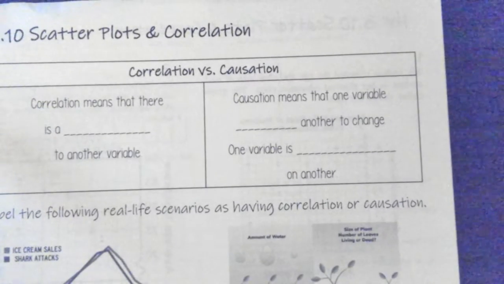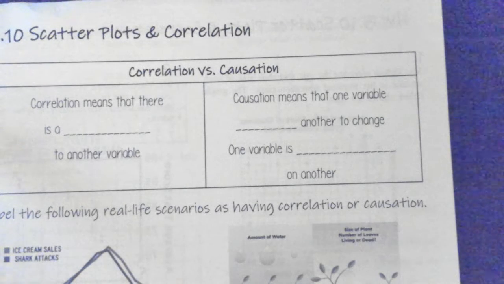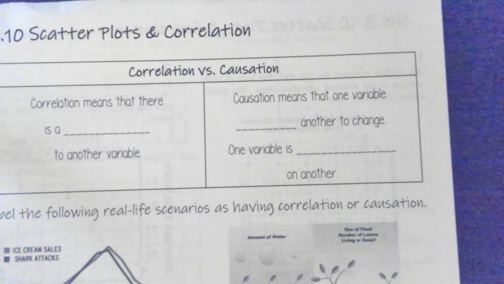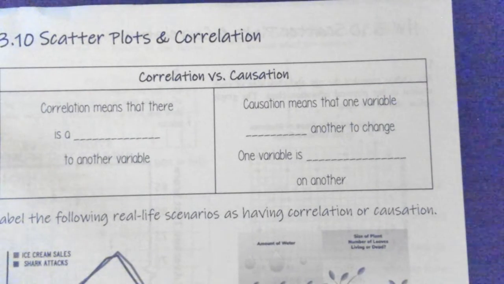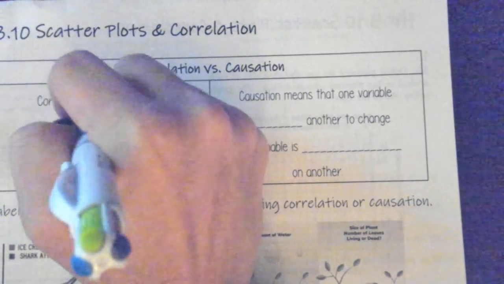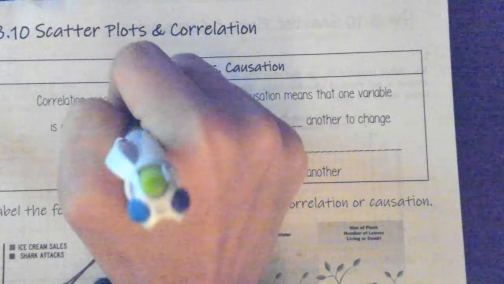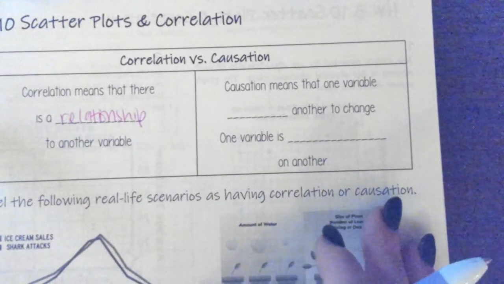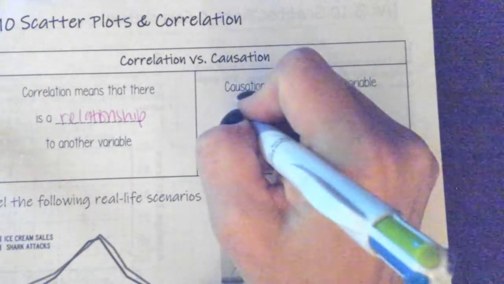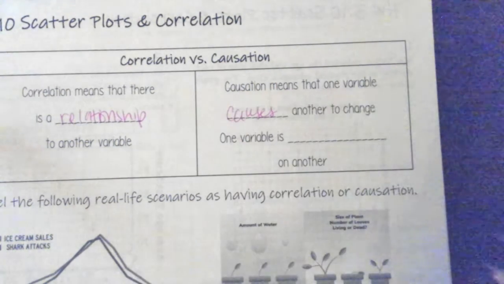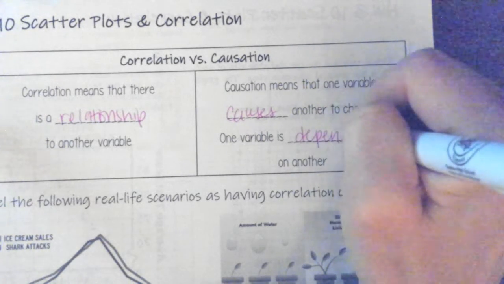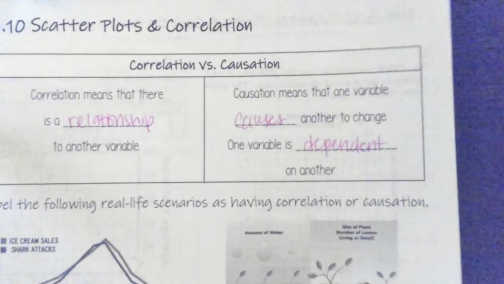Alright, finally, we have correlation versus causation. This is more logic-based rather than numbers and math-based. Correlation means that there is a relationship between the variables, and causation means that one variable causes another to change. So one variable is our dependent.